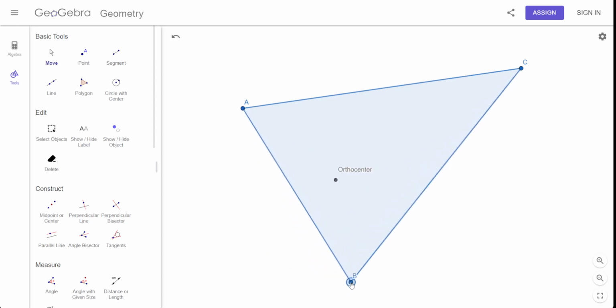Remember on the circumcenter, we said there was something special about the circumcenter? Remember the circumcenter was the same distance to all three vertices? Right? So wherever the circumcenter was, it was the same distance to that as to this, as to this. The orthocenter, there's nothing special about it. The only thing really special about it is that it's concurrent, that those three lines intersect at the orthocenter.